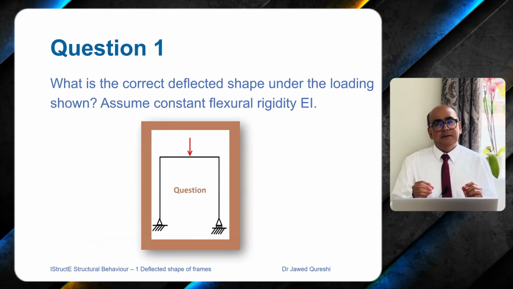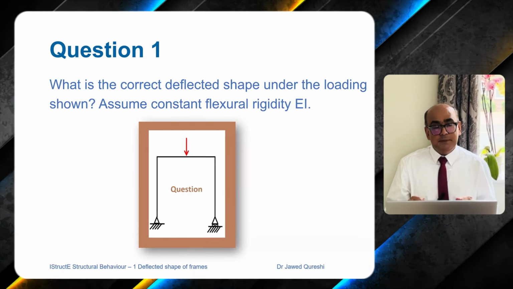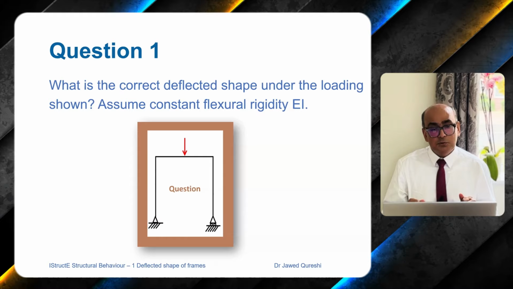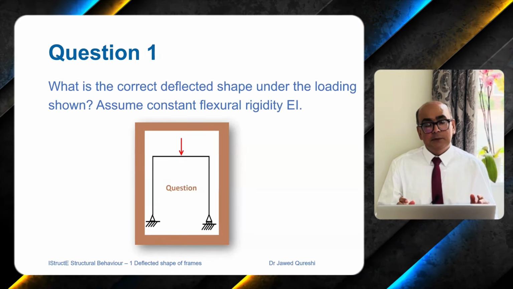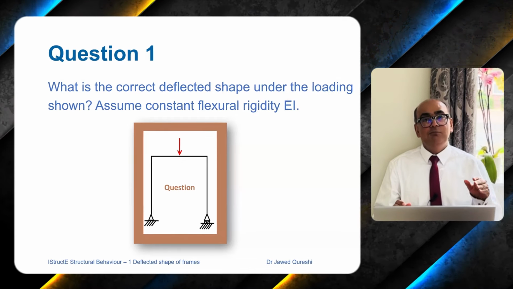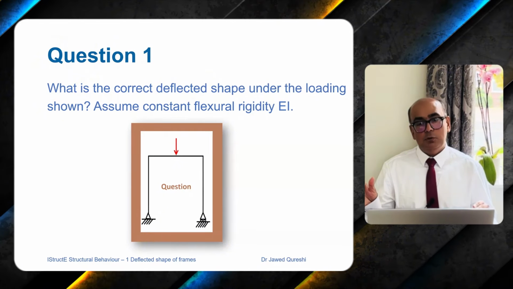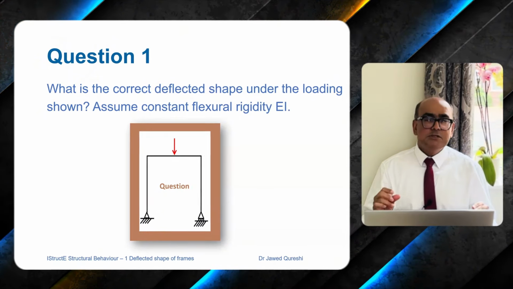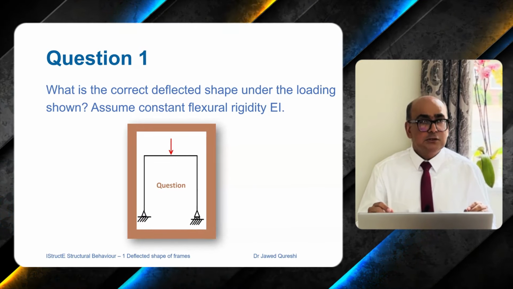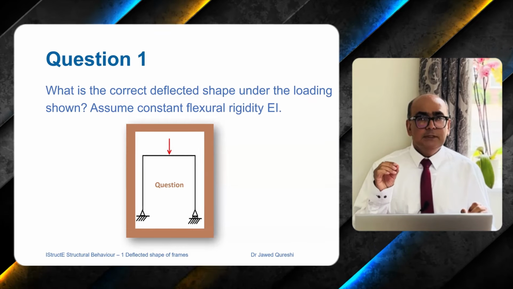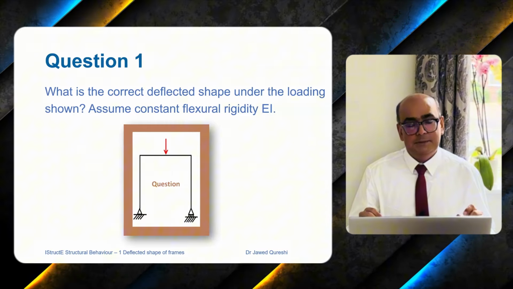This is the question which I've taken from IStructE's structural behavior certificate course. What is the correct deflected shape under the loading for this frame? This is a frame where you have a simple support on left side and a roller support on right side, and a central point load is applied. Assume that flexural rigidity is constant. It means that Young's modulus and moment of inertia is constant for all the members.